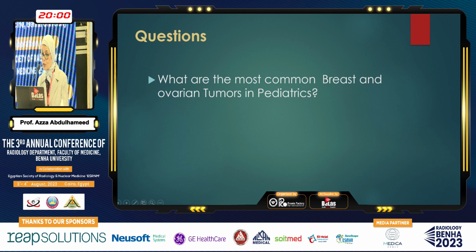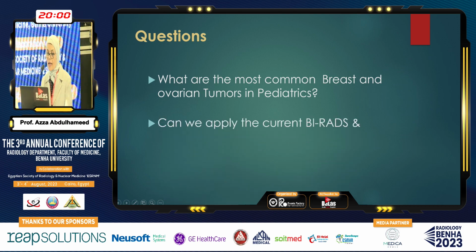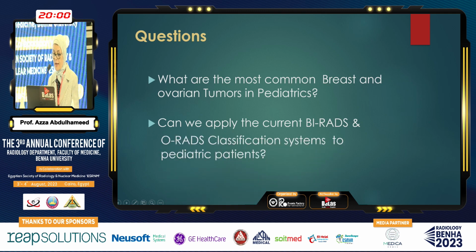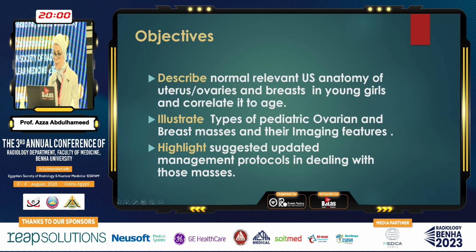By the end of the lecture, I hope that I can answer a couple of questions. What are the most common breast and ovarian tumors in pediatrics? And can we apply the current BI-RADS and O-RADS classification systems to pediatric patients?